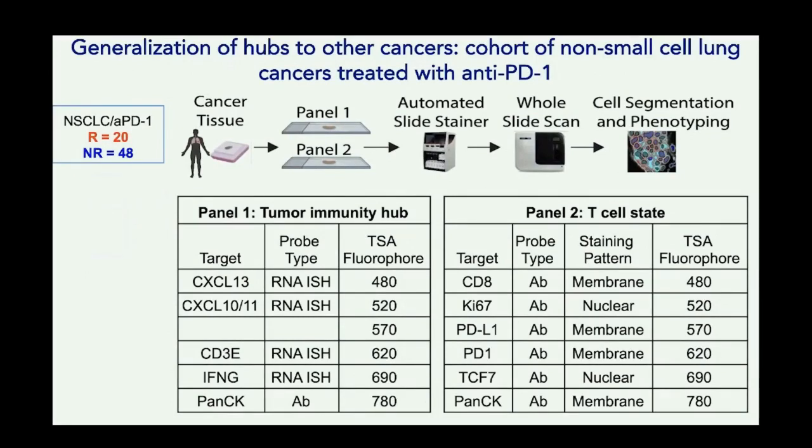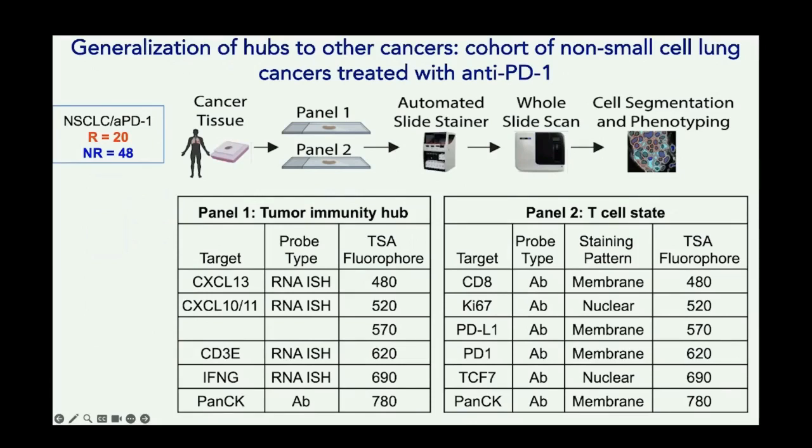But in lung cancer, almost every patient with non-small cell lung cancer is treated with anti-PD-1 and often with chemotherapy. So here we collected, together with Justin Gaynor at MGH, a set of 68 patient samples with 20 responder patients and 48 non-responders to anti-PD-1 immunotherapy. And we used the same set of probes I showed you earlier that represent that hub, but we also added a second panel for hybridization for genes that mark the different T cell states.